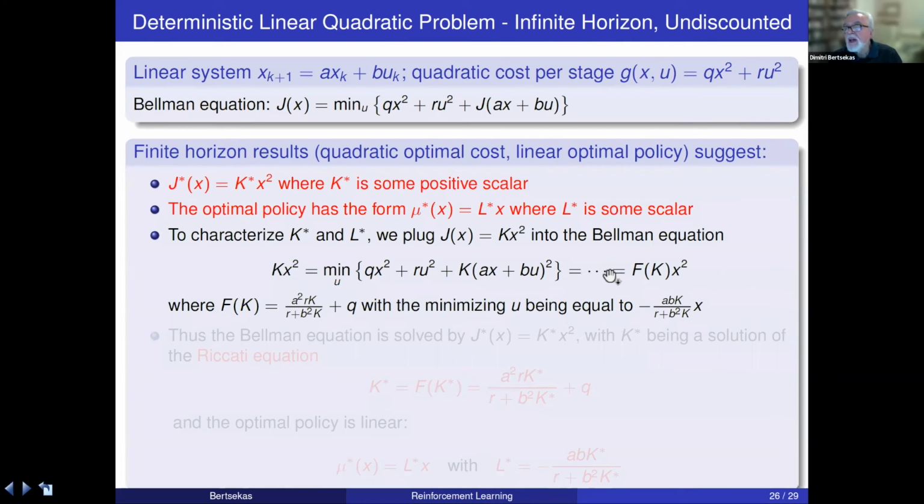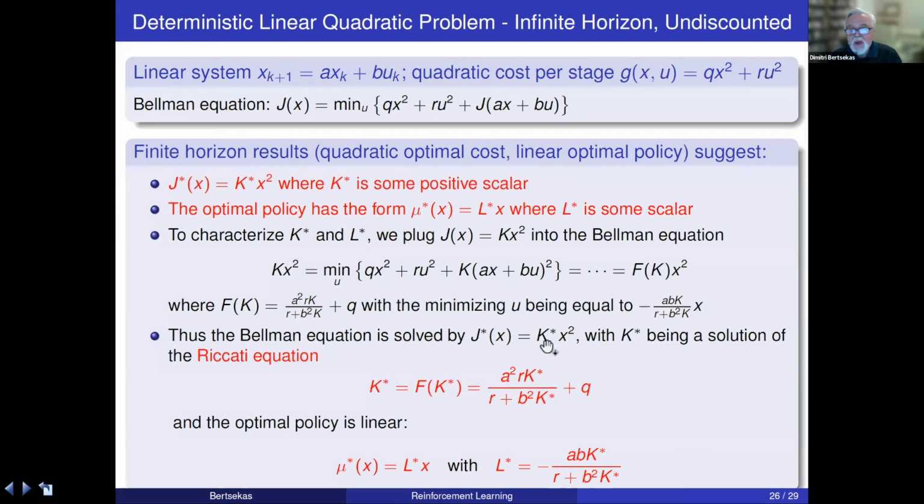And this is a very similar calculation to the one we did for finite horizon problems, and I'm not going to show it here. I'm going to show you the result. This F(K) is a function of K, and it has this form, which is reminiscent of the form of the finite horizon case. And the minimizing u is the one from this equation here, given by this expression, a linear expression of x. So the minimizing u suggests a linear policy, with this being the linear cost coefficient.